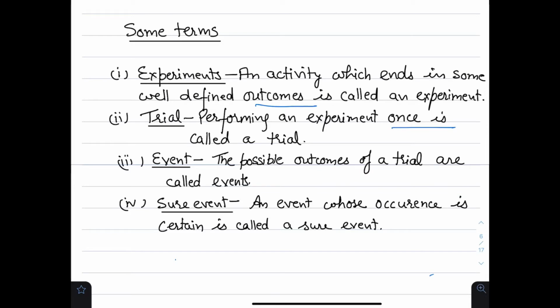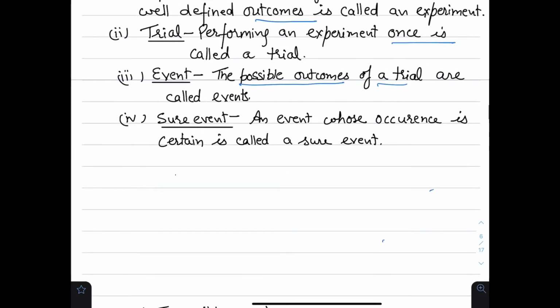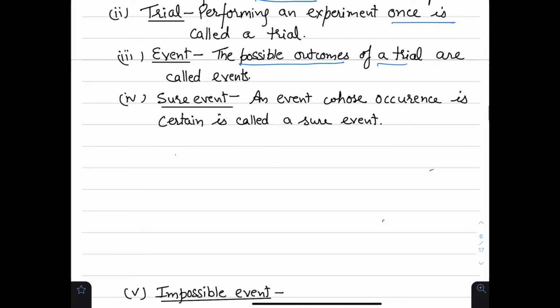Event. The possible outcomes of a trial are called events. Next one, sure event. Suppose a die is thrown. The die will come up with one of the numbers 1, 2, 3, 4, 5 or 6. Now let us consider the event getting a number less than 7.